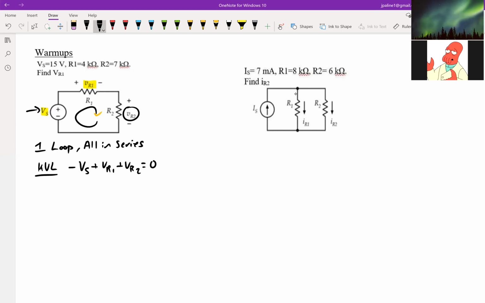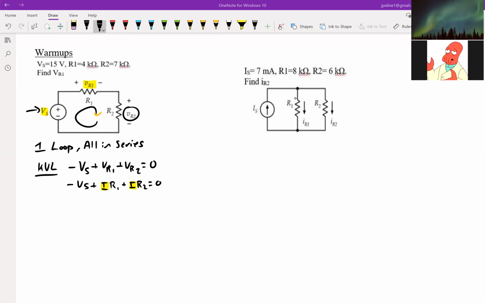0. We just don't know the two voltage values yet, so we would have to do I R1 plus I R2 is equal to 0, then minus V of S. But then we don't know the current yet, so then we'd have to go find the current. So there's a lot of extra steps we have to do if we want to do a KVL.